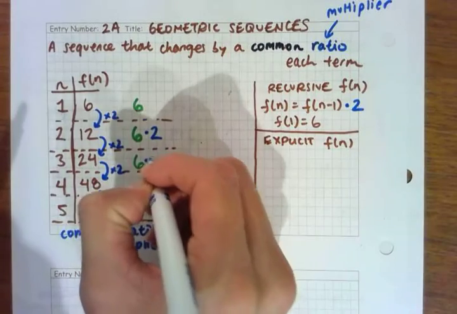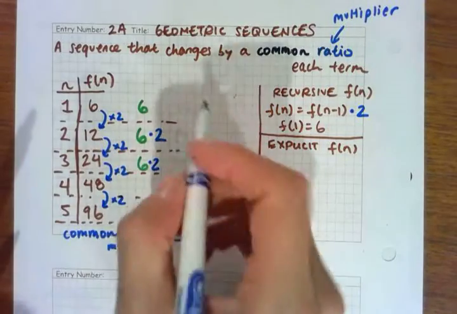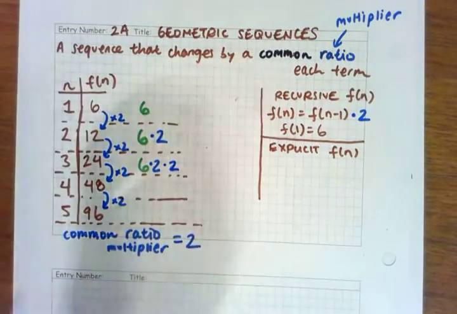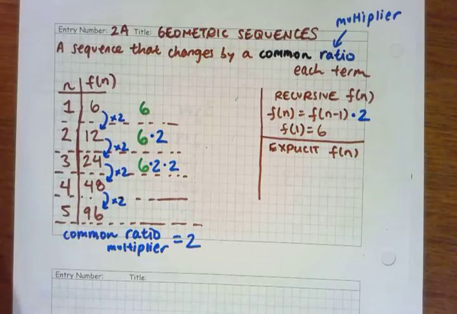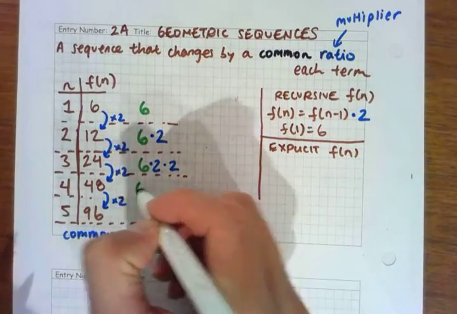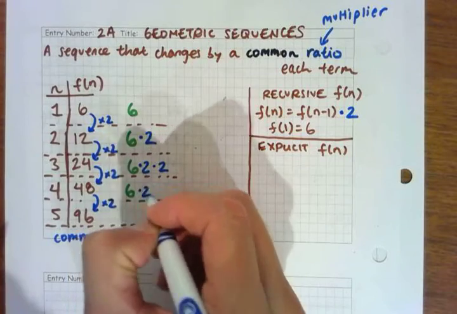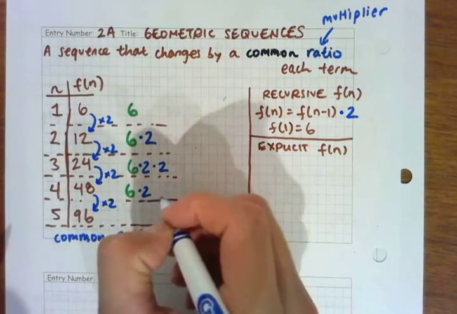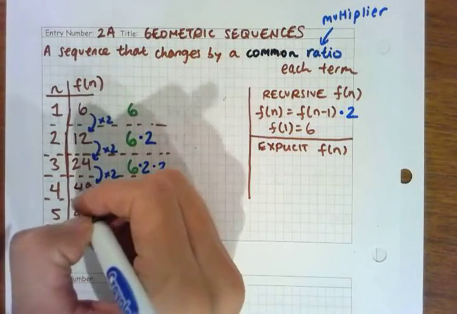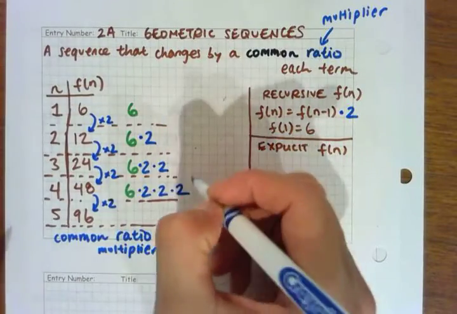That's how we got 12. And then the 12, we multiplied that by 2. This fourth term, right, we started with 6. Then we multiplied it by 2 to get 12. Then we multiplied it by 2 again to get 24. Then we multiplied it by 2 again to get 48.